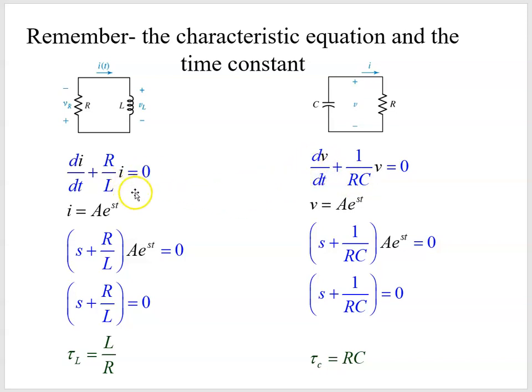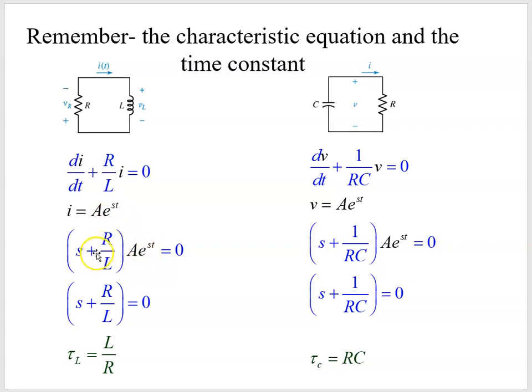With both of these equations, we assumed a solution. We assumed our solution for current is some arbitrary constant A times our exponential function e raised to the power of st, where s is a frequency and t is an instant in time. And similarly, we did that for our voltage solution for our RC circuit. In doing so, if we put that solution back into our original differential equation, we came up with this characteristic equation, because both the function itself and the first derivative of the function have an Ae to the st in it.